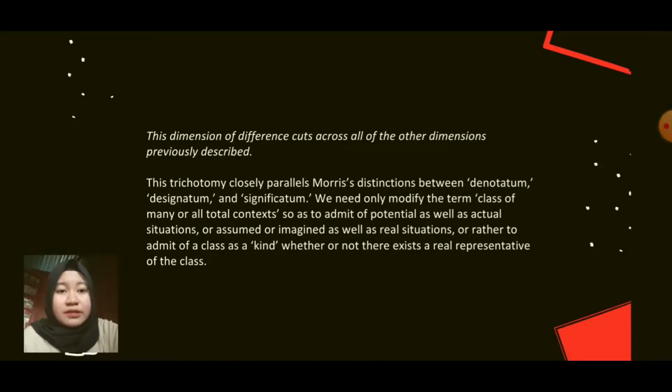This trichotomy closely parallels Morris' distinction between denotatum, designatum, and significatum. We need only modify the term class of many or all total contexts so as to admit of potential as well as actual situations, or assumed or imagined as well as real situations, or rather to admit of a class as a kind whether or not there exists a real representative of the class.